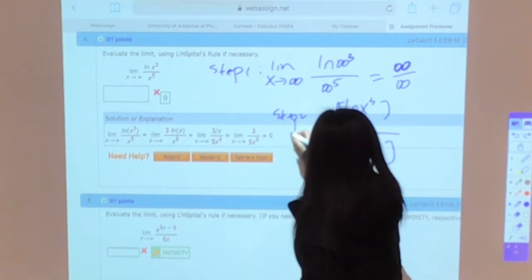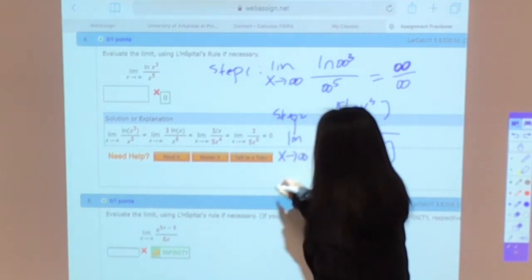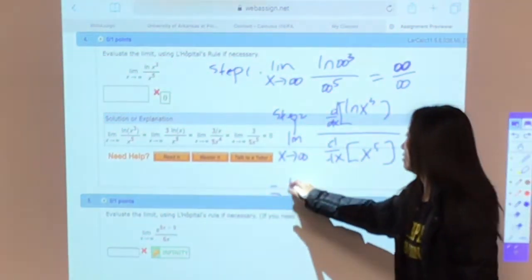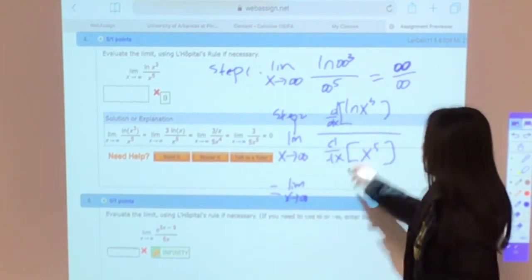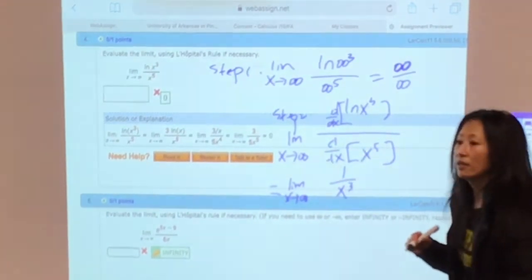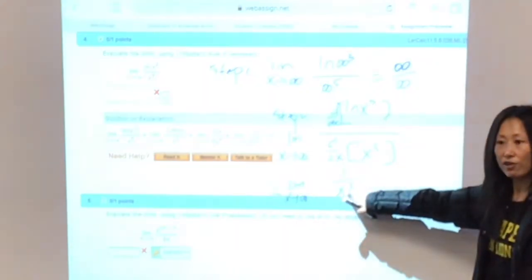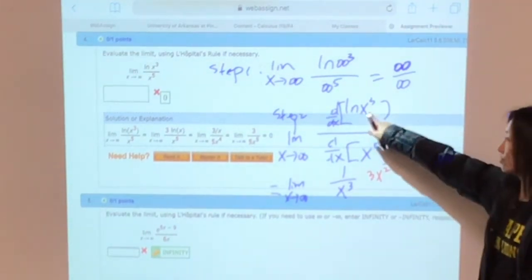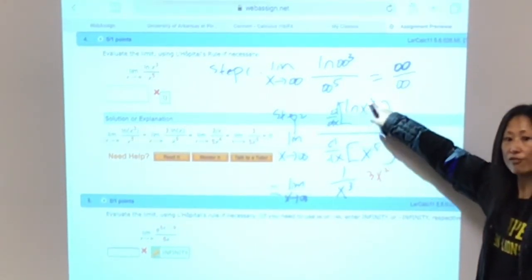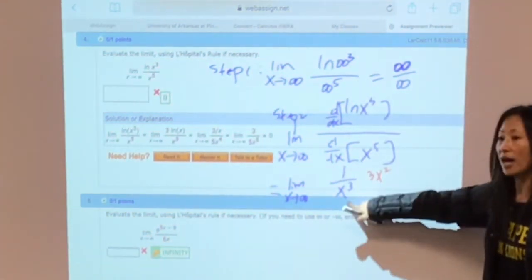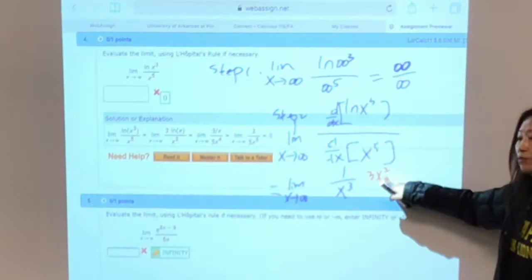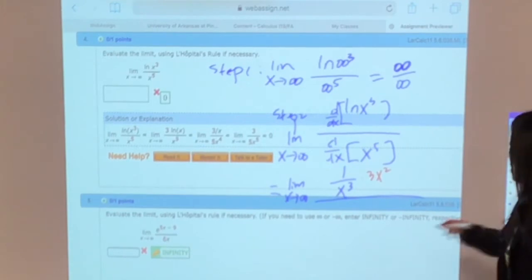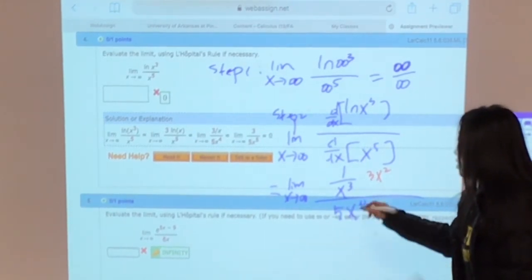Is everybody with me? I'm taking the derivative of this. What is the derivative of natural log? 1 over x. So I'm gonna do 1 over x to the third, and then the derivative of x to the third, which is 3x squared. Derivative of natural log of x to the third means 1 over this number times the derivative of x to the third, which is 3x squared. And the derivative of this is simply 5x to the 4.